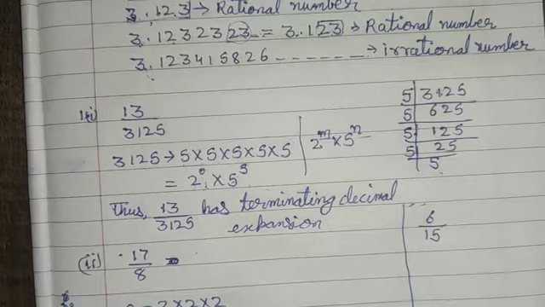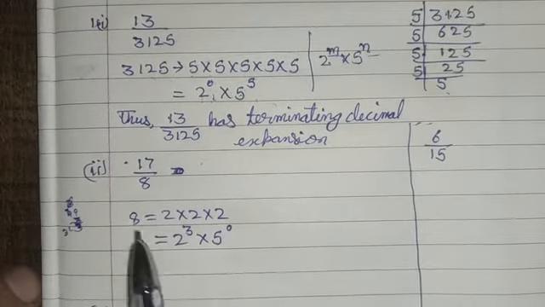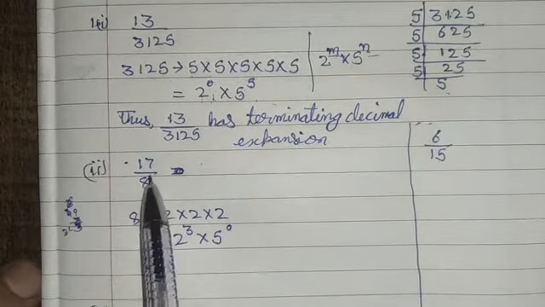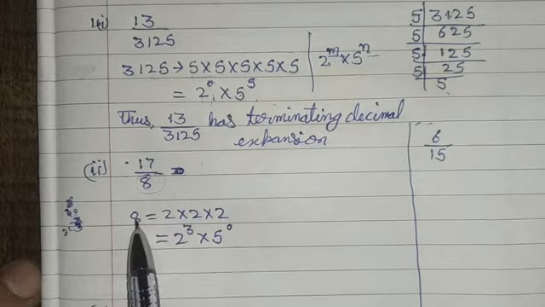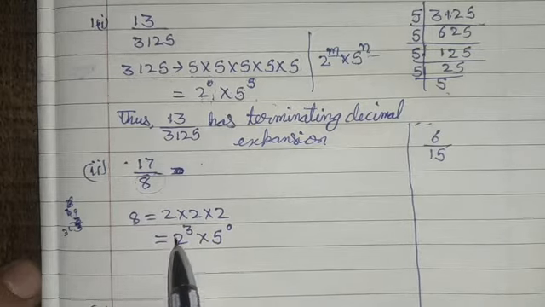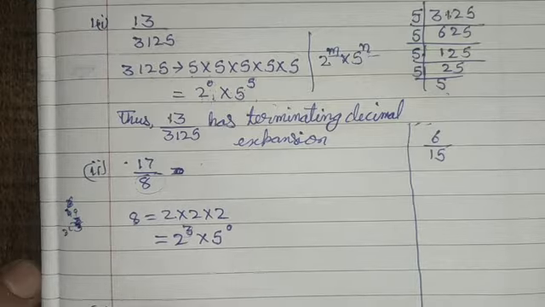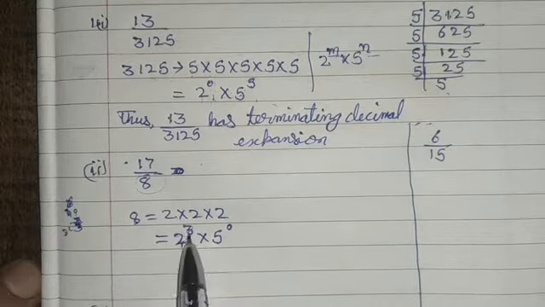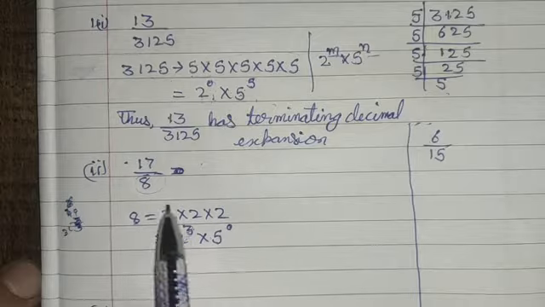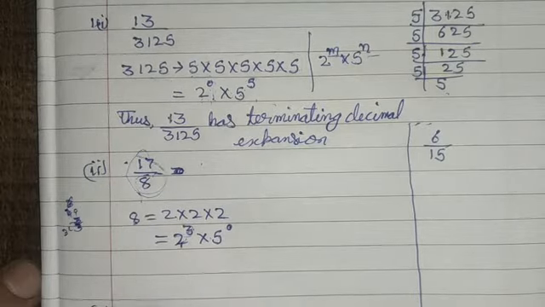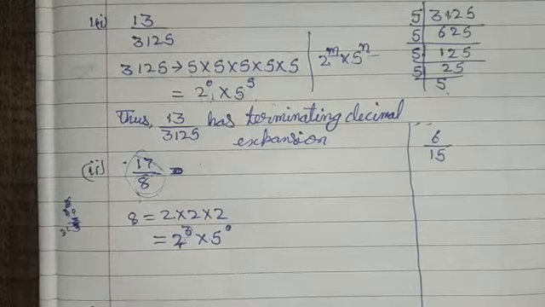Now, after this, the second part is 17/8. Here the denominator is 8. 8 has the factors 2 into 2 into 2. That means it is in the form of 2 cube into 5 raised to power 0. Again, it is in the form of 2 raised to power m into 5 raised to power n. So 17/8 has a terminating decimal expansion.